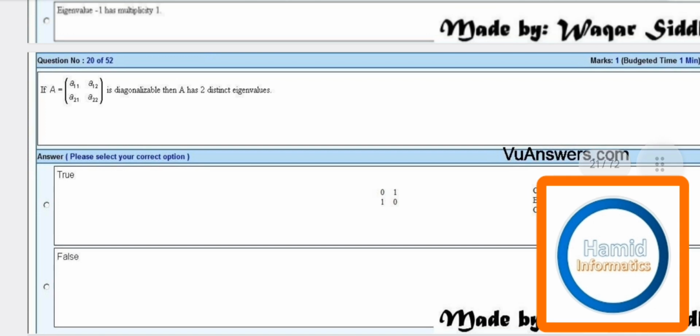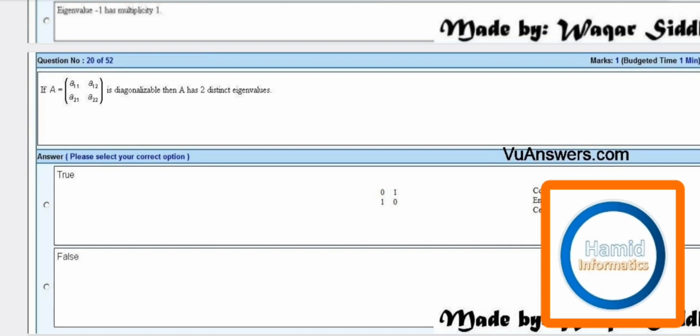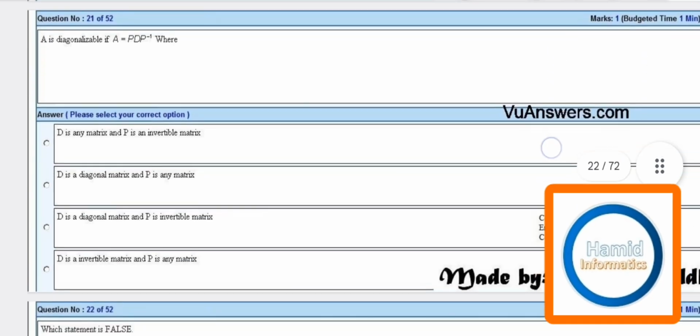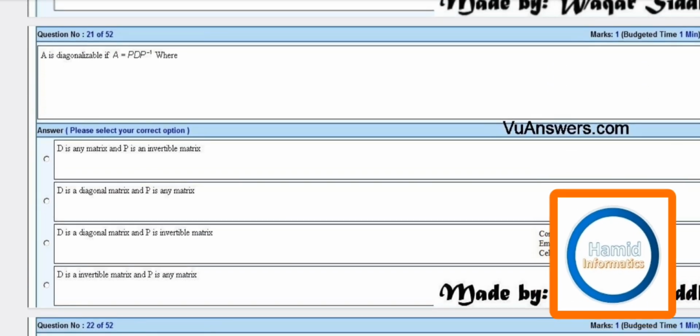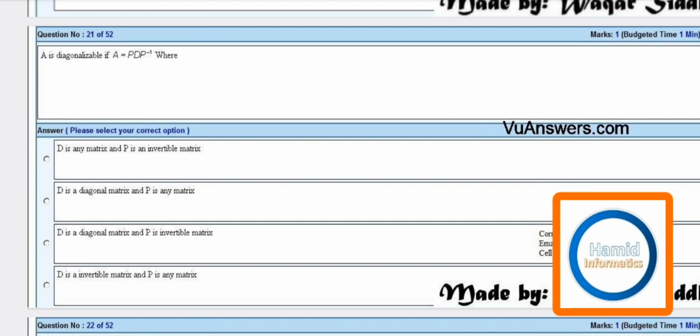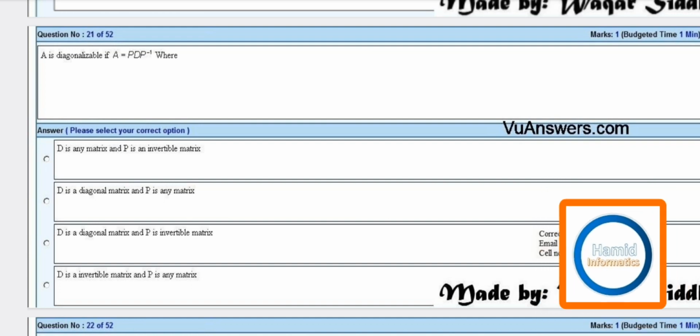Next question is: if A equals [a11 a12; a21 a22] is diagonalizable, then A has two distinct eigenvalues. The answer is false; [0 1; 1 0] is the correct counterexample. Next is: A is diagonalizable if A equals PDP inverse, where D is a diagonal matrix and P is an invertible matrix.